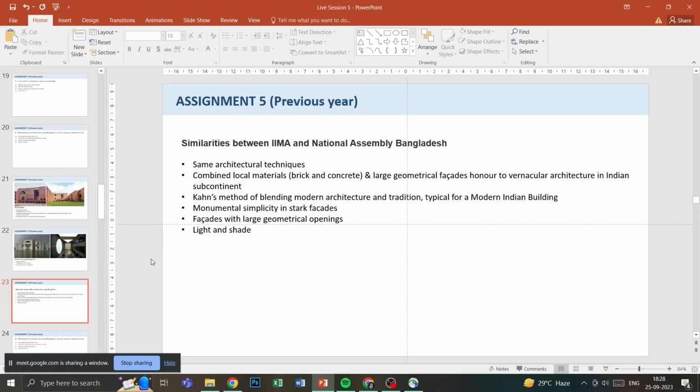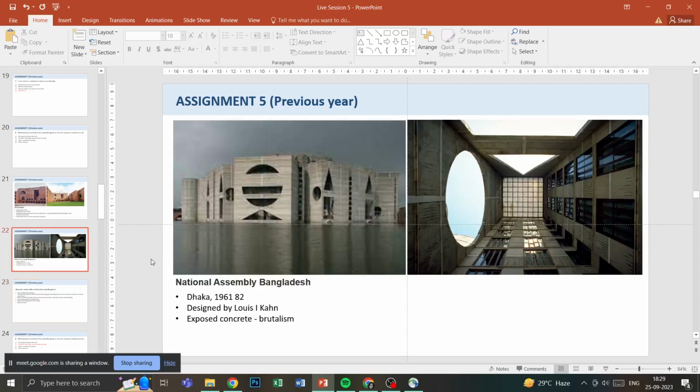Monumental simplicity in stark facades. So monumental in the sense that these are really massive, these have monumental scale. Simplicity because there is hardly any ornamentation in these buildings and they are plain facades. But stark facades because he has used huge geometrical shapes to create openings in these facades, which makes this a very stark facade. Facade with large geometrical openings and use of light and shadow in the architecture.